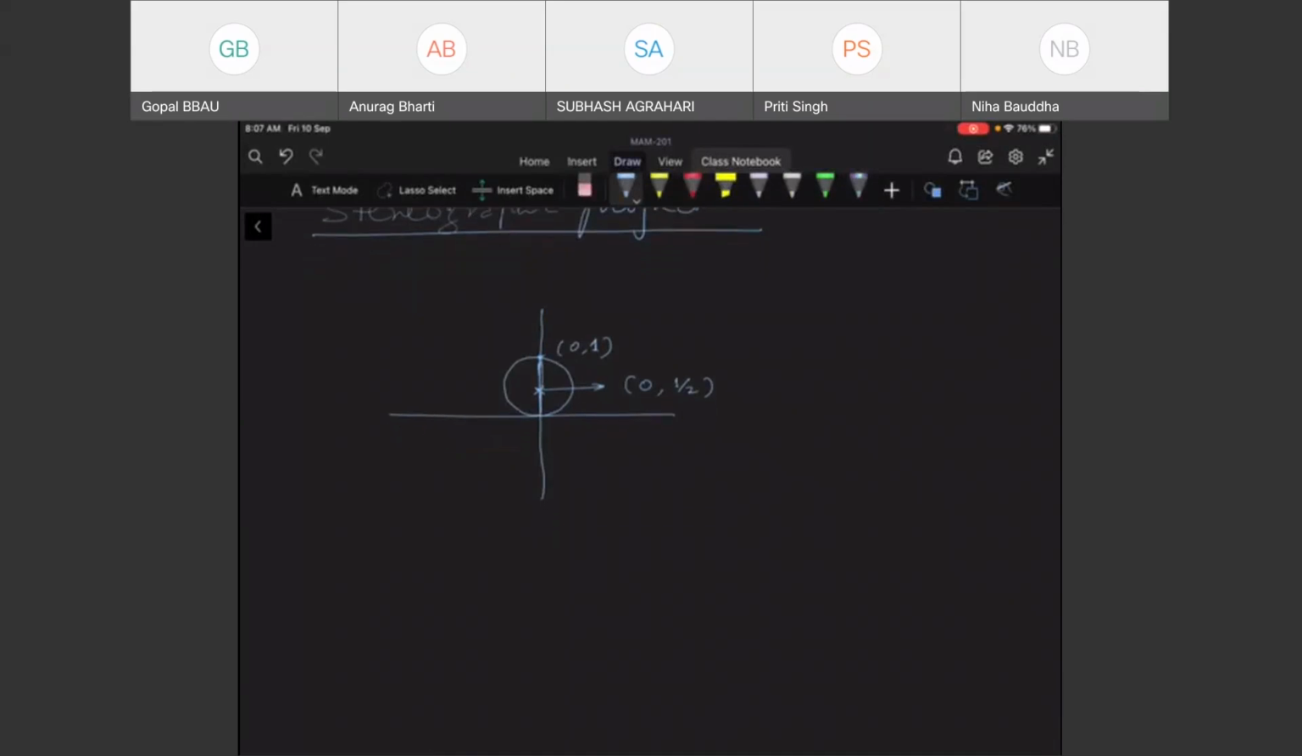Okay, so can anyone tell me what will be the equation of this circle? Hello, yes. What would be the equation of the circle? x square plus (y minus half) whole square is equal to (1/2) whole square. Okay, so this is the equation of the circle.